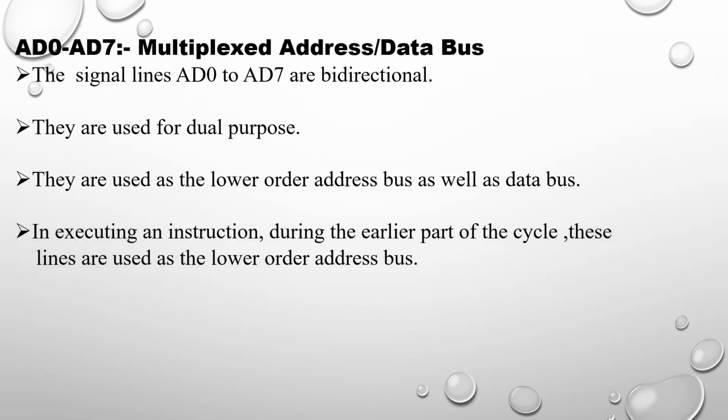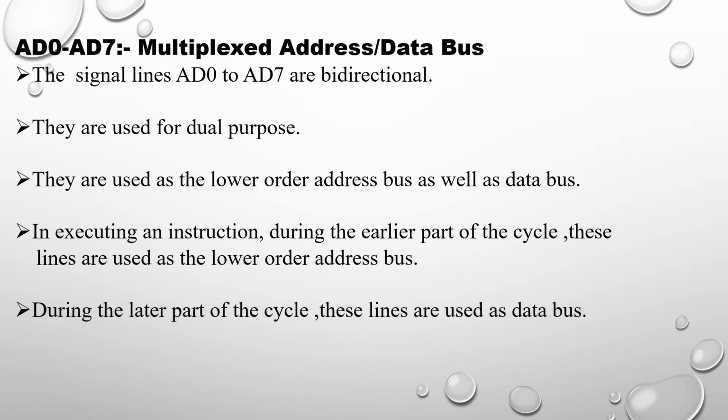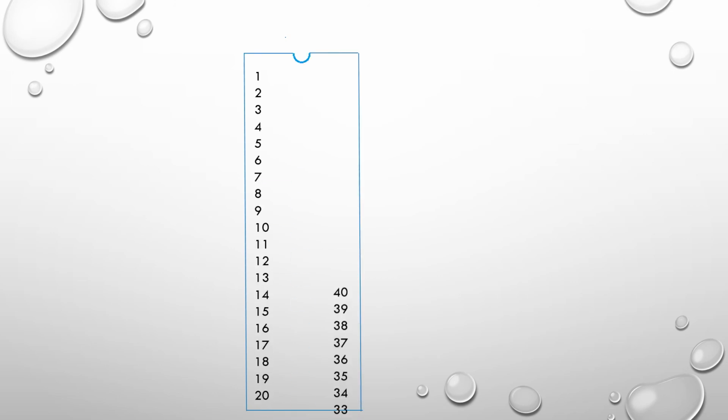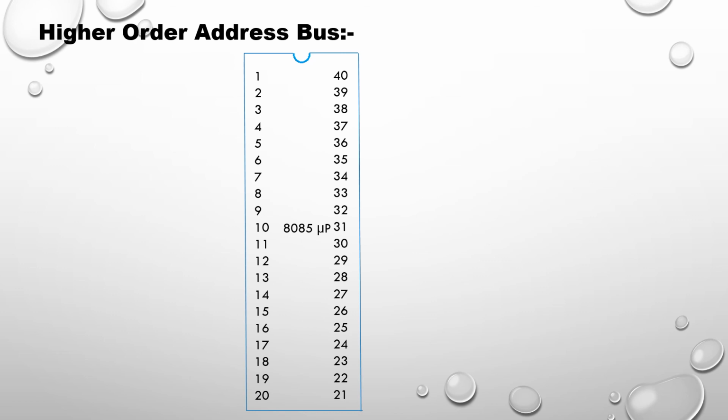While executing an instruction, during the earlier part of the cycle, these lines are treated as the lower order address bus. Later on, they will be treated as the data bus. So whenever a program starts, whenever the fetching operation is taking place, the processor uses it as the lower order address bus. Later on, it will use it as the data bus. However, the lower order address bus can be separated from these signals using a latch. The latch is controlled by ALE.